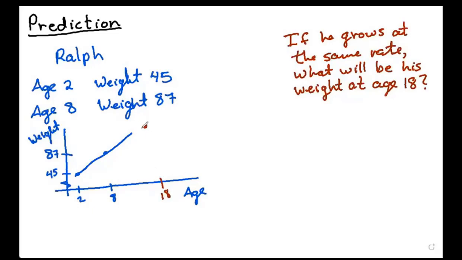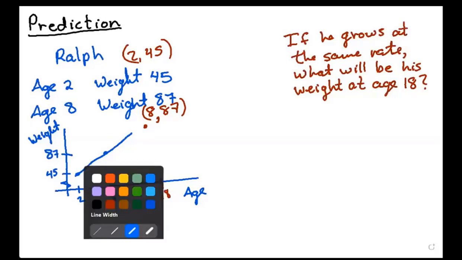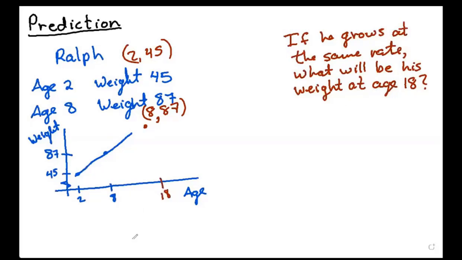All right, so go ahead and pause the video. Note that you'll have to use 2, 45 as one point and 8, 87 as another point to get the slope to produce that line. But go ahead and pause the video, work on this, see if you can predict his weight at age 18, and then go ahead and unpause the video and let's work through it together. Okay, how'd you do? Let's give it a try.